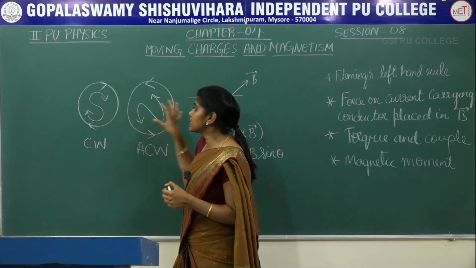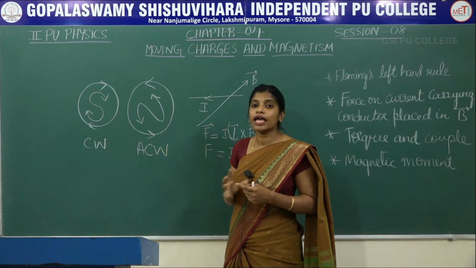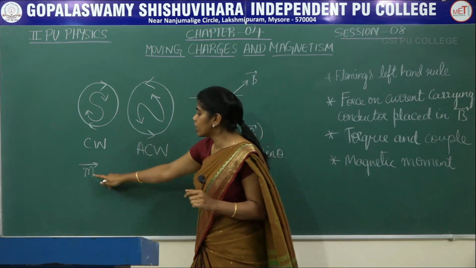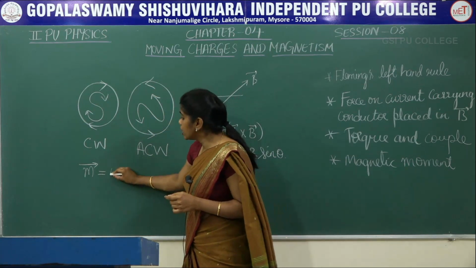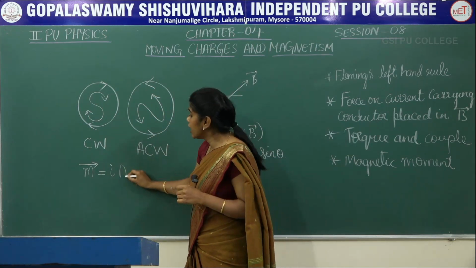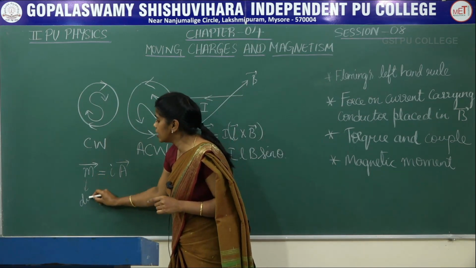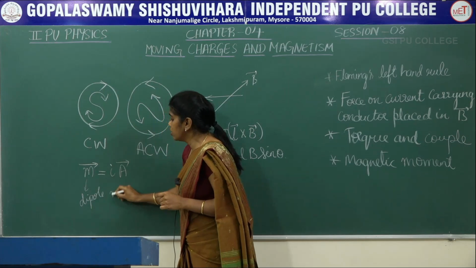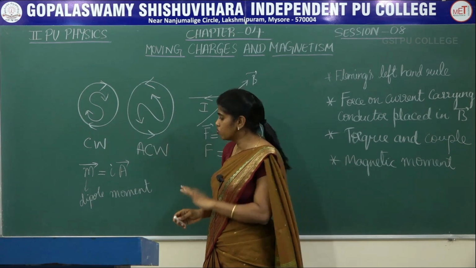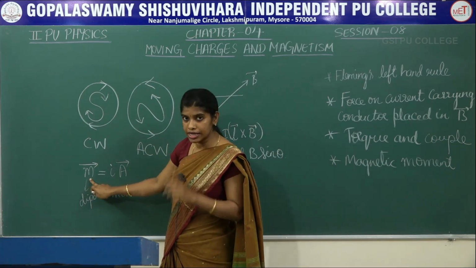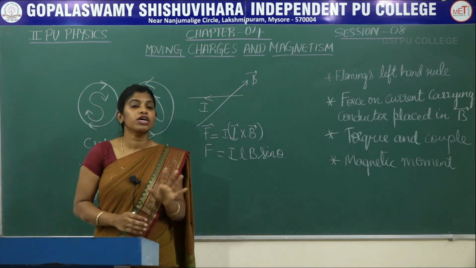So since a current carrying loop acts like a dipole or a magnet, I can say that the magnetic moment is denoted by the letter M, and this M will be equal to the current in the loop into the area of the loop. So this M is nothing but the dipole moment, magnetic dipole moment or magnetic moment, and it is denoted by the letter M, which is equal to I into A.